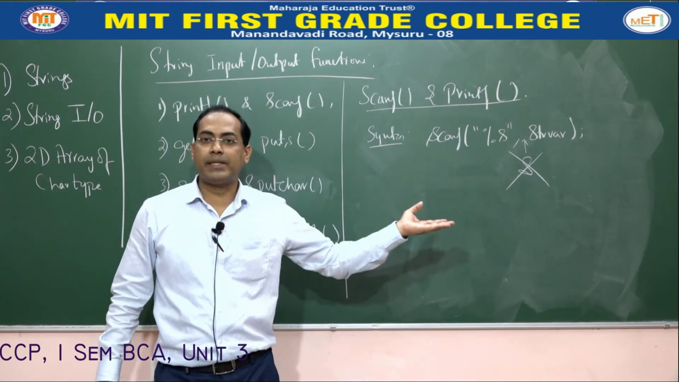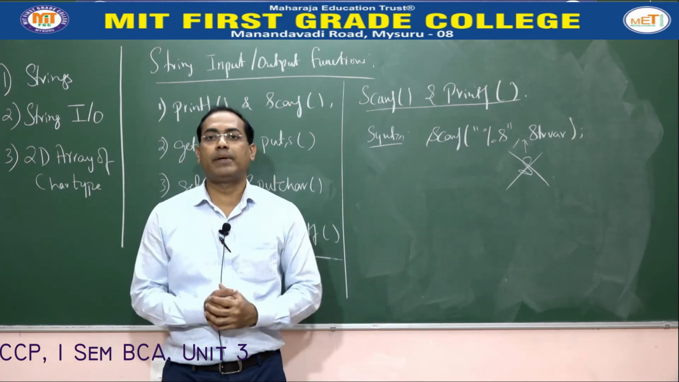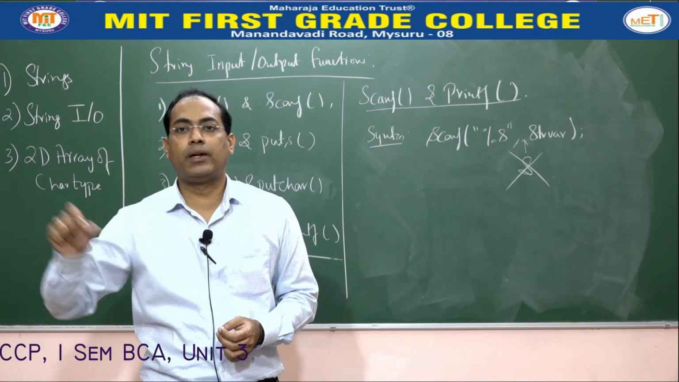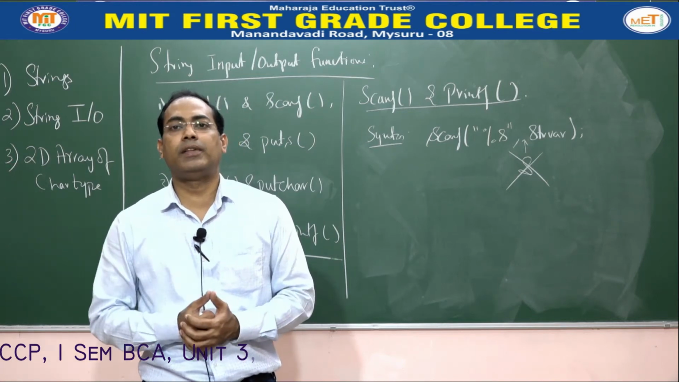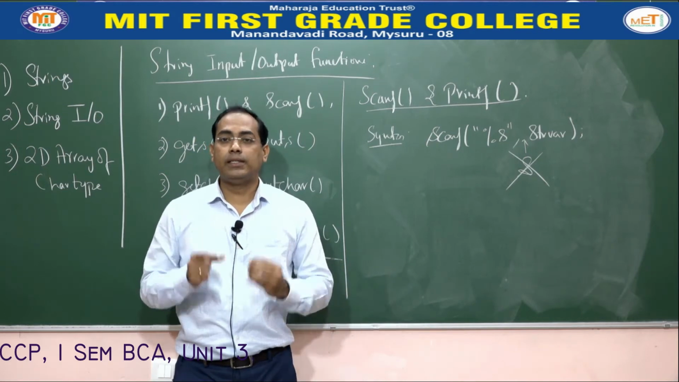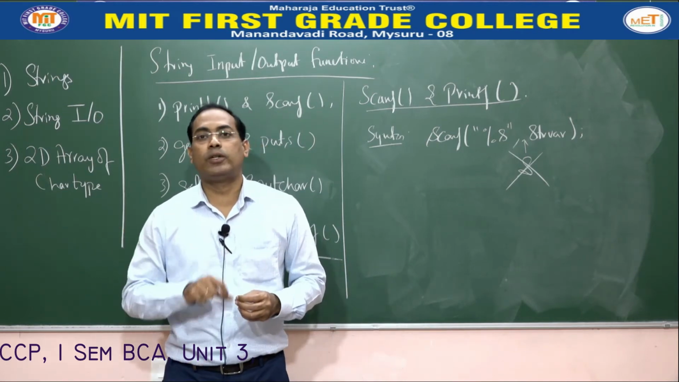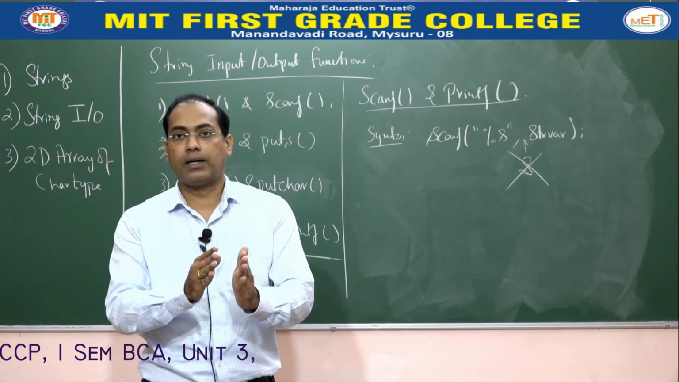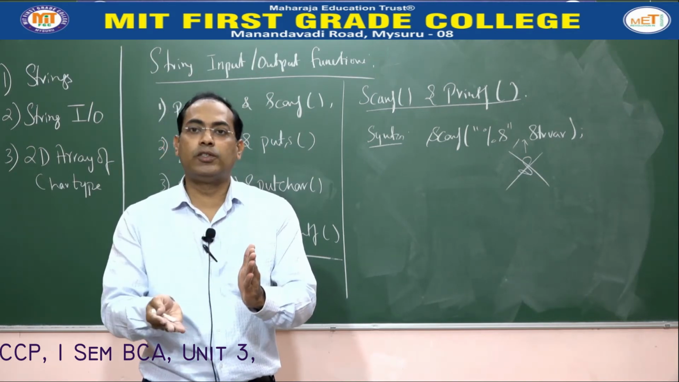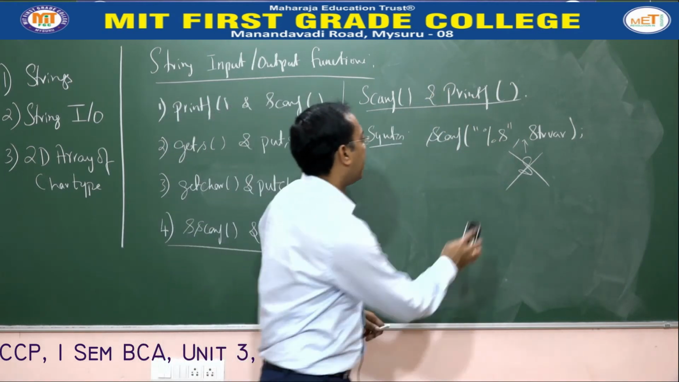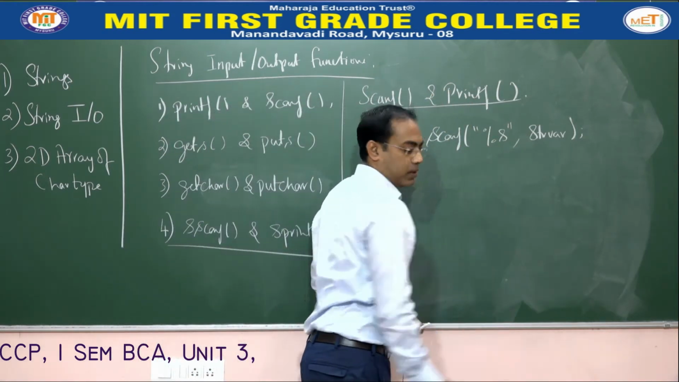Why do you use ampersand? Ampersand is used to store the value to the particular location or the address of the variable, whereas in the case of string, since the name itself holds the address, that is the first index of the character array, there is no need to specifically mention the ampersand symbol. Keep this in mind. All right.